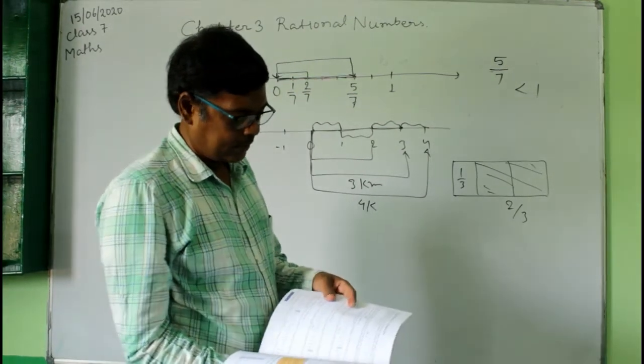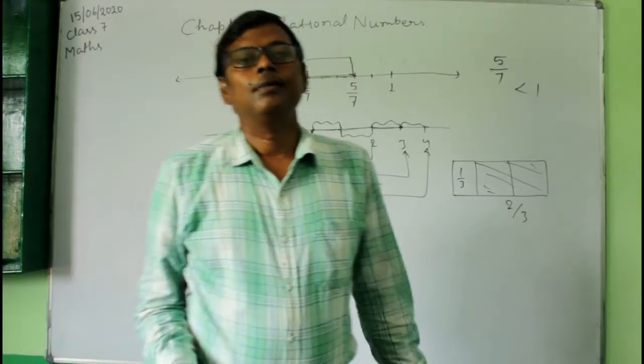Suppose the next number is minus 5 by 12 on the number line. Minus 5 by 12.